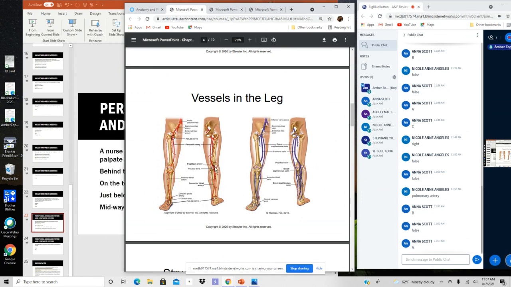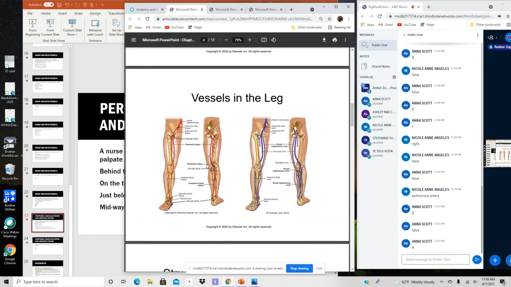The tibial artery is next, right? It supplies the tibia, and finally the dorsalis pedis artery, which supplies the foot. Commonly, the dorsalis pedis pulses, you'll hear referred to as pedal pulses, and it can be felt on the top of the foot. These can also be assessed by Doppler.